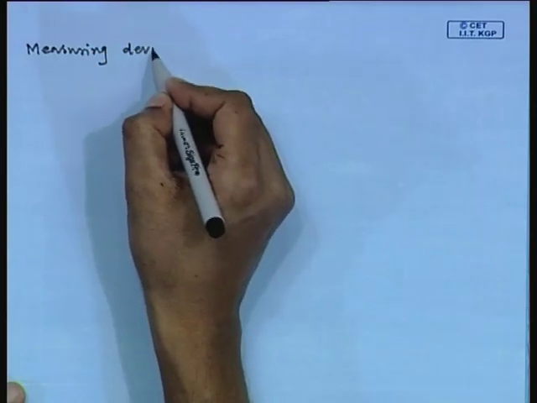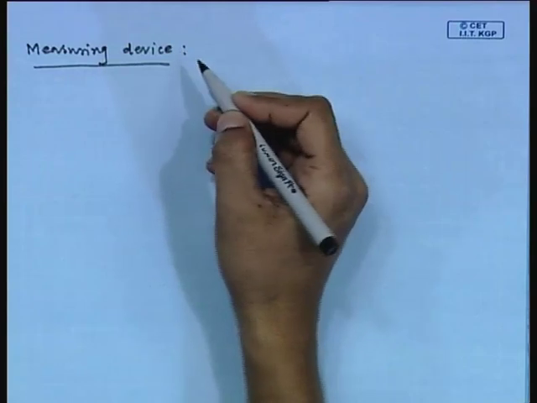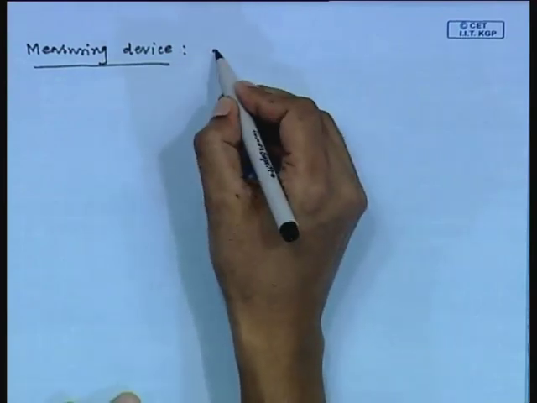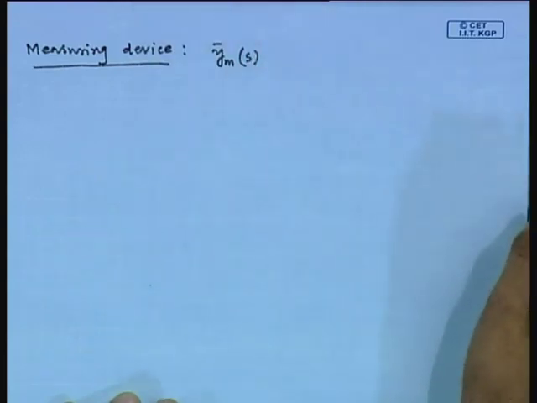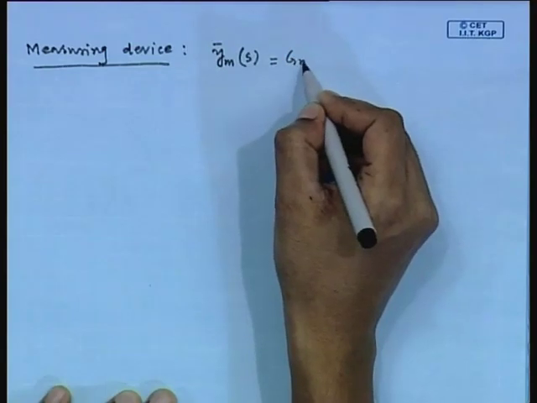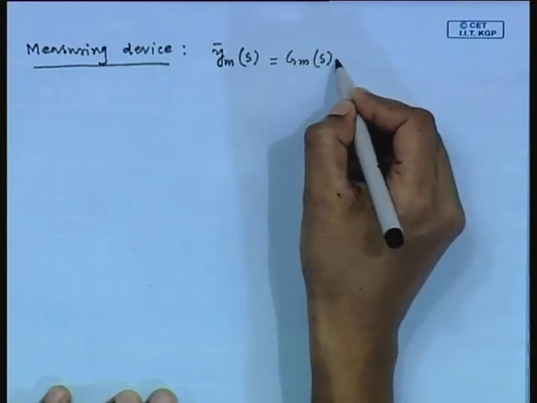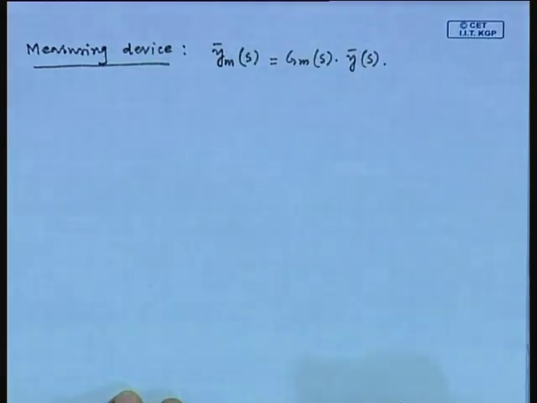Measuring device. Measuring device output is y m. So, in Laplace domain, y m bar s equals G m s multiplied by y bar s. For the measuring device we can write this equation: output equals transfer function multiplied by input.